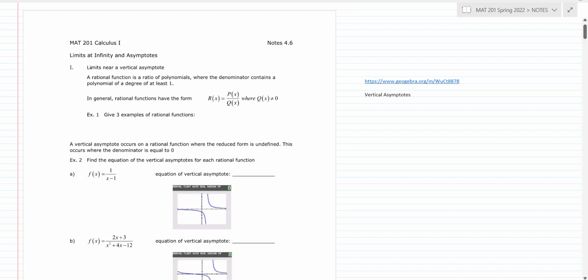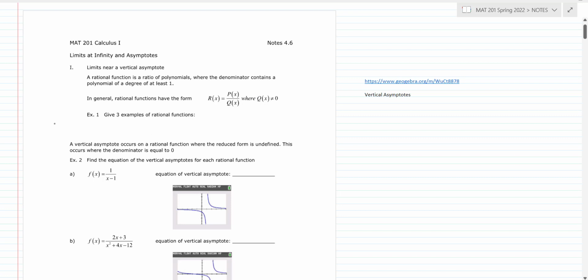finding one. In general, a rational function is just a ratio of polynomials where the denominator contains a polynomial of a degree of at least 1. So in general, it looks like this. P over Q, it's a ratio where P and Q are polynomials. And you have to remember we've talked about polynomials. Polynomials are sums and differences of whole number powers of x.